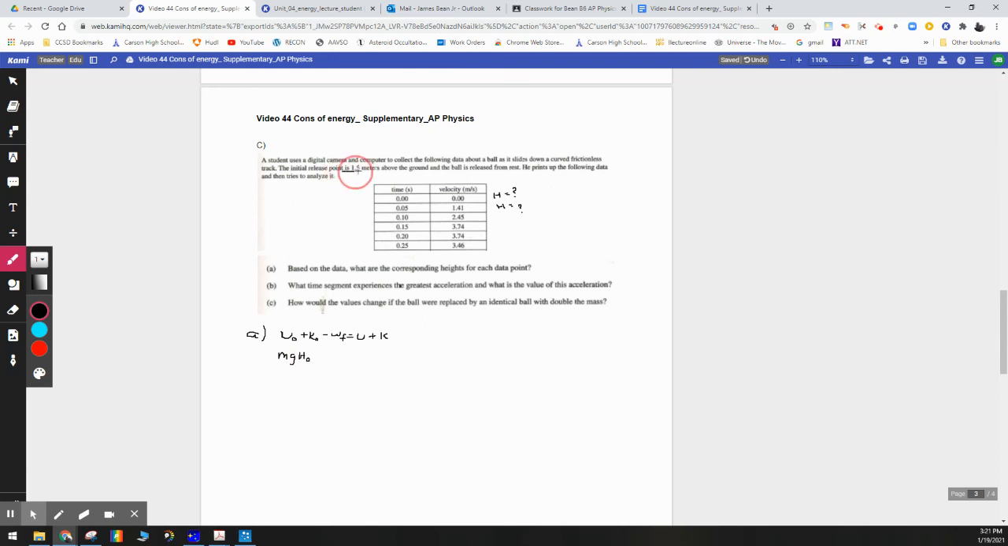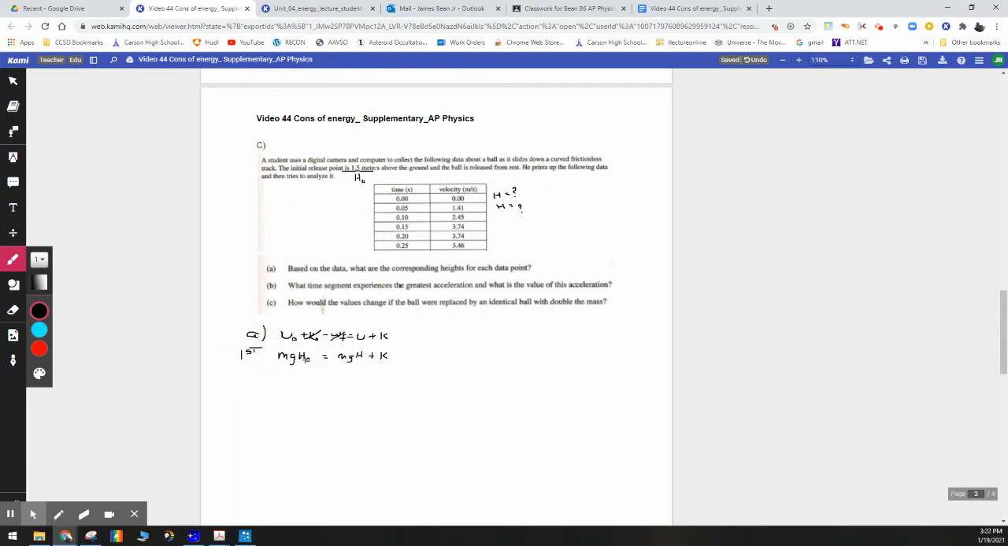It says 1.5 meters, so this is h0 right here. It has no kinetic energy, and there's no friction. However, energy is going to be transferred, so this is going to be mgh plus kinetic energy. Now in the first one, time is 0 and velocity is 0. So we'll call this the first calculation.